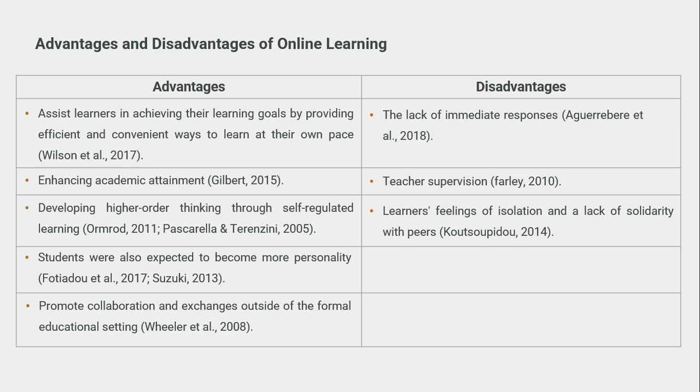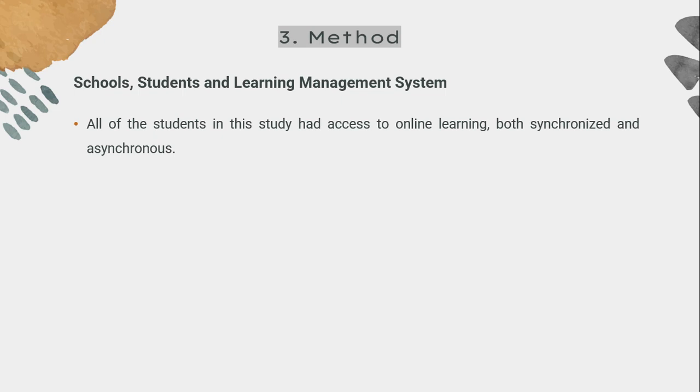So there are 5 points for the advantages and 3 points for the disadvantages of online learning. Yeah, so now we'll move on to the third topic, which is about the method of this article.